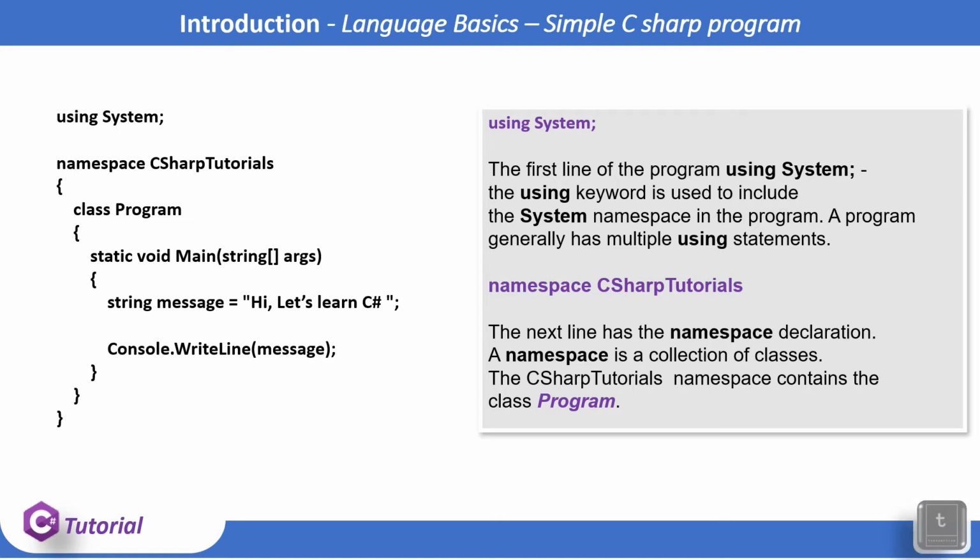Using System. The first line of the program is using System. The using keyword is used to include the System namespace in the program. A program generally has multiple using statements. Namespace CSharpTutorials. The next line has the namespace declaration. A namespace is a collection of classes. The CSharpTutorials namespace contains the class Program.